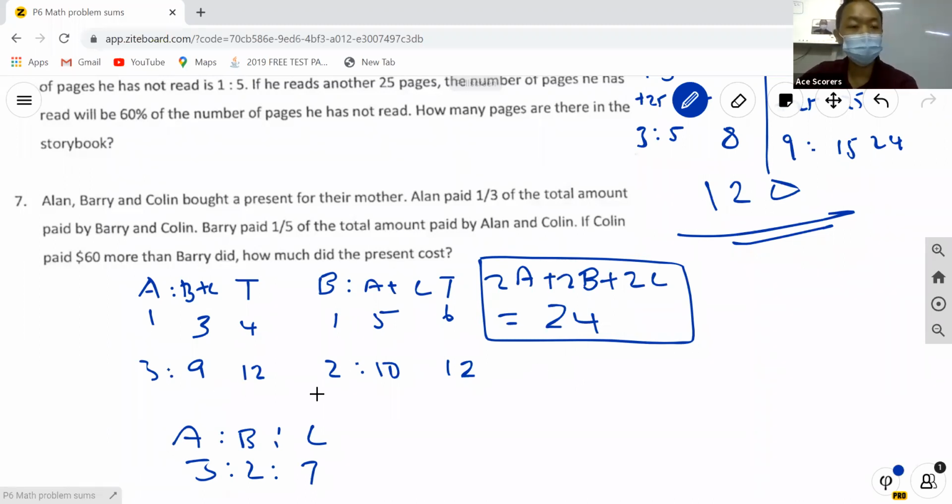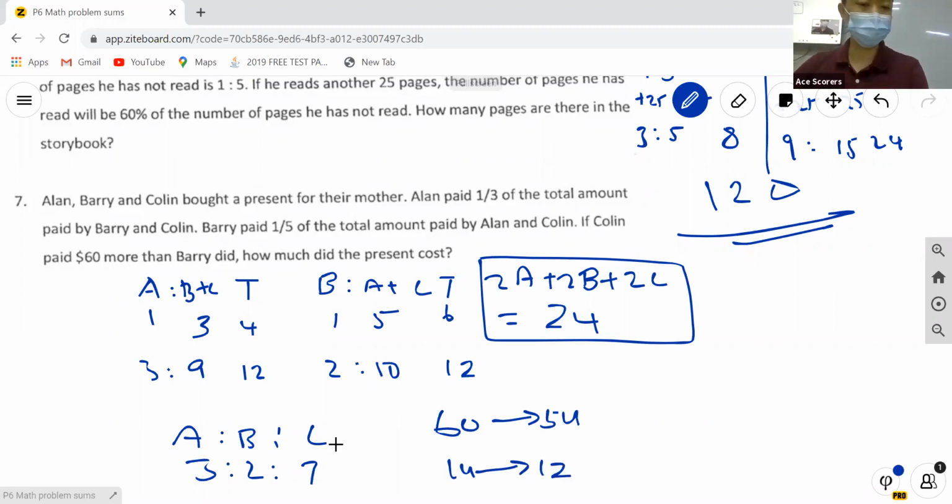Okay, so then because Colin paid 60 more, so that's 5 units. So $60 represents 5U. So 1U is 12. Now if 1U is 12, we can find the total cost of the present, which is 12 units. So 12U, 144.